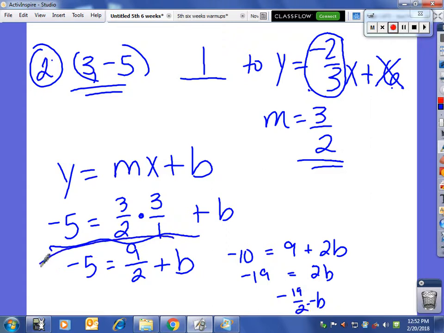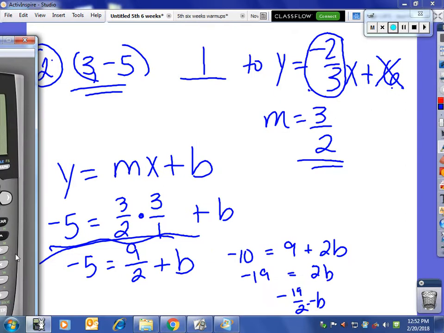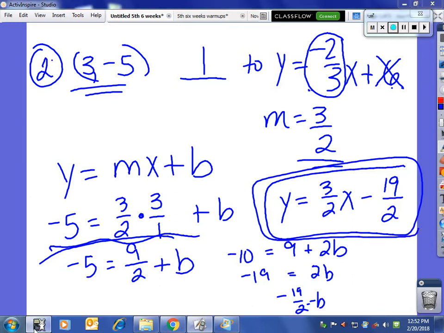Okay, and I also would have gotten that if I was a calculator person. Right here, I would have done negative 5 minus 9/2, and it's going to give me a decimal answer, no problem. It gives me negative 9.5. Just hit math, fraction, enter, enter. Negative 19/2. So my equation then would be y equals 3/2x minus 19/2. There's my whole answer.